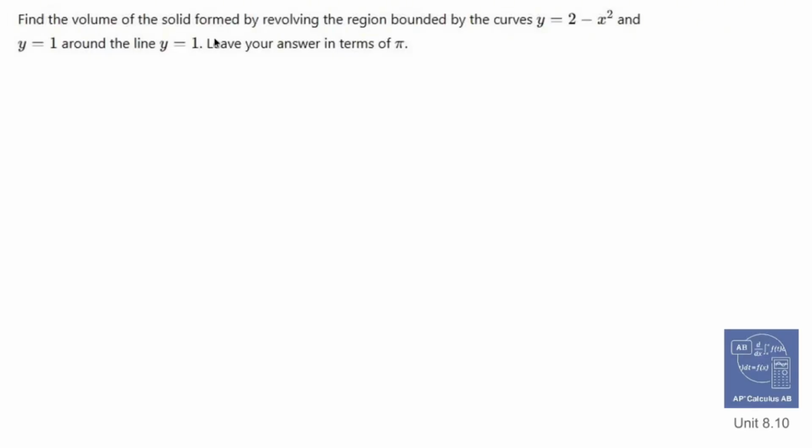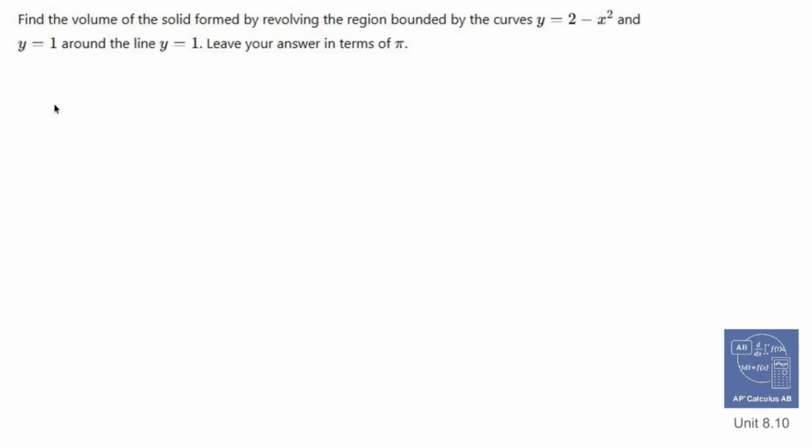Find the volume of a solid formed by revolving the region bounded by the curves y equals 2 minus x squared and y equals 1 around the line y equals 1. Leave your answer in terms of pi.